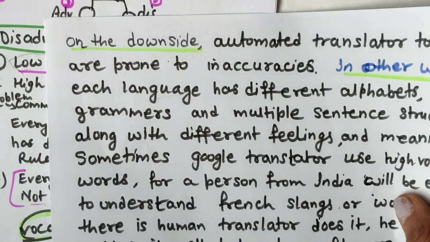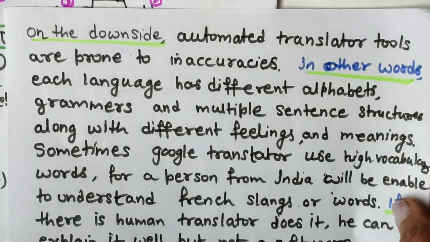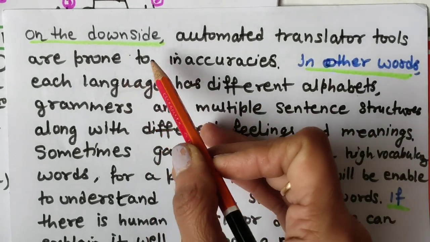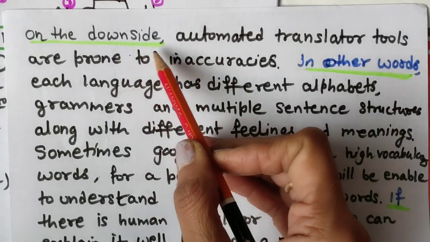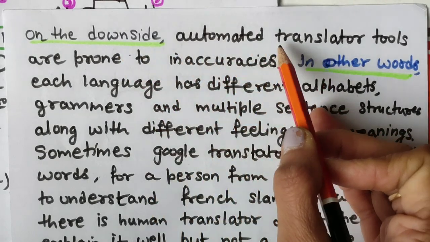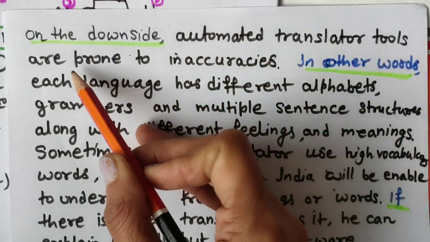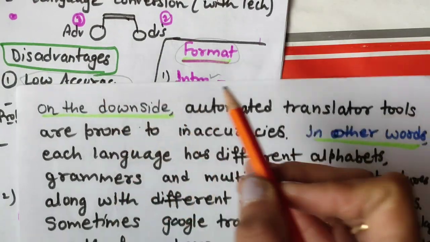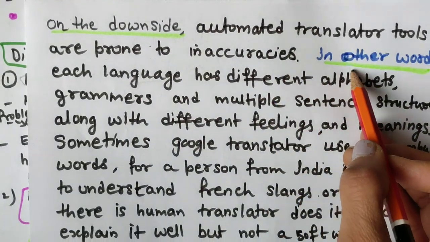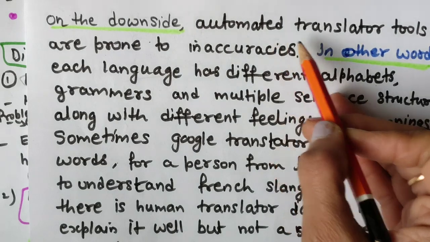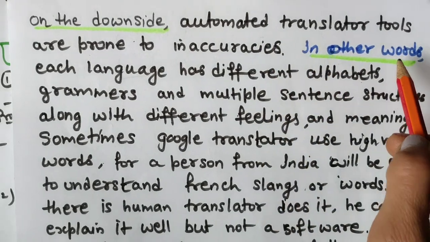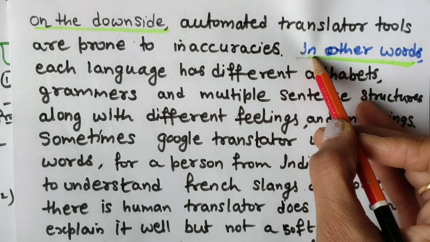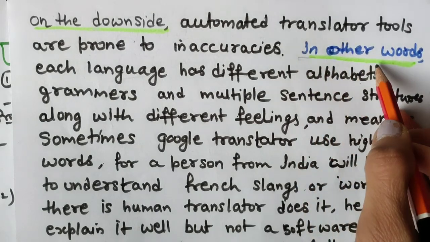See how I have started the body paragraph: on the downside, or you can write on the one side. Actually this is downside. On the downside, automated translator tools are prone to inaccuracies. Low accuracy I have written as inaccuracies. In other words, I have announced my point. Now I am going to explain this point. In other words, or you can use the phrase to elaborate, to expand it more.